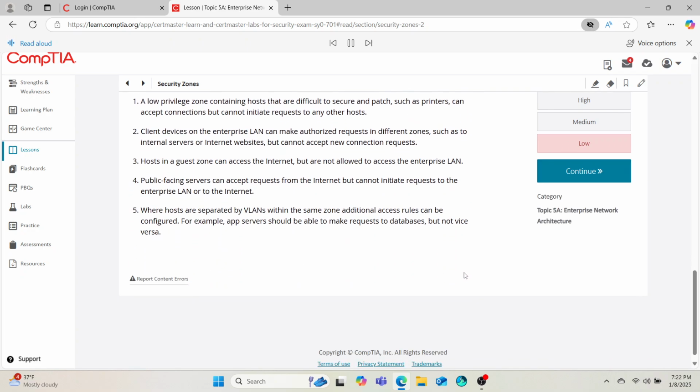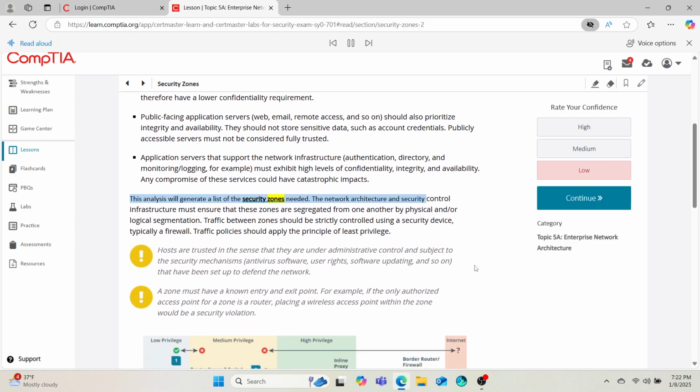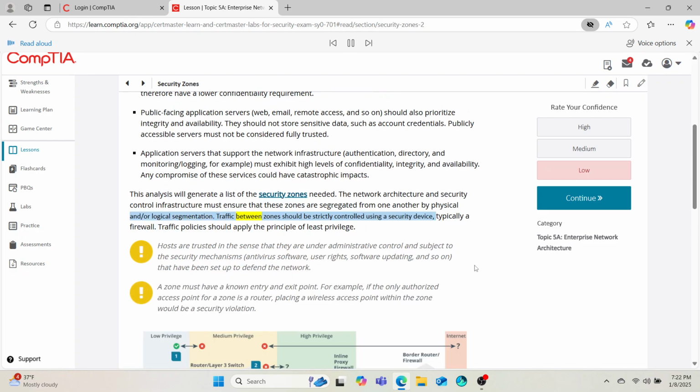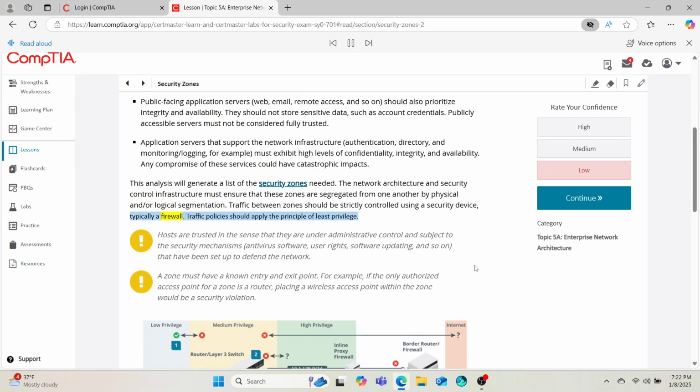This analysis will generate a list of the security zones needed. The network architecture and security control infrastructure must ensure that these zones are segregated from one another by physical and/or logical segmentation. Traffic between zones should be strictly controlled using a security device, typically a firewall. Traffic policies should apply the principle of least privilege.